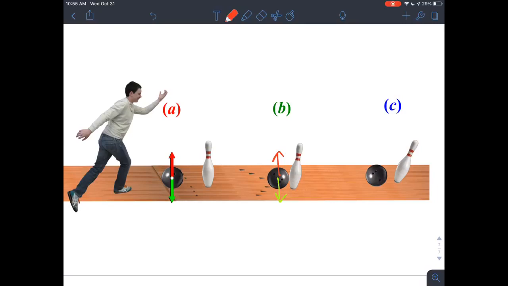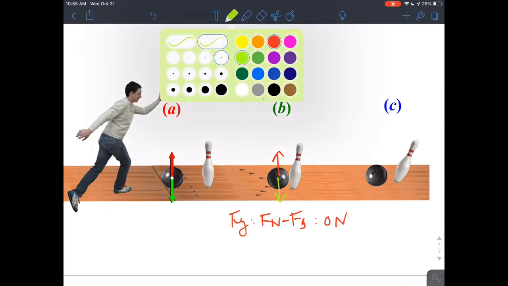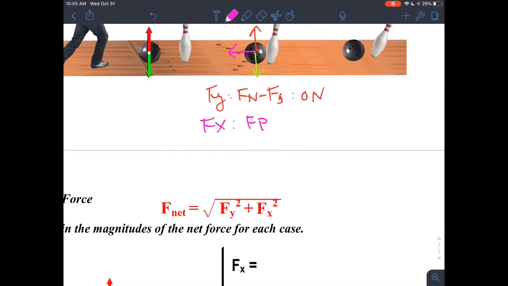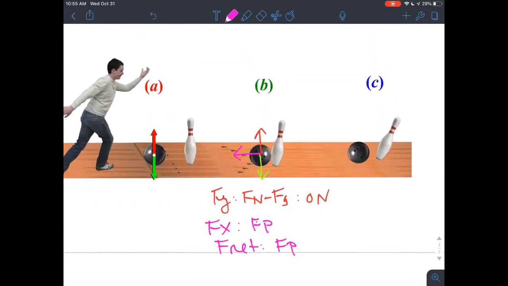And we know that for this one, our Fy is going to be Fn minus Fg, and that's going to be 0 newtons. But also, we have another force here, and this force on the ball is going to be the pin pushing back on the ball. So Fx is just going to be the pin, or Fp, the force of the pin, which is going to be non-zero. So there is going to be an F net, and in this case, the F net is just going to be the force of the pin. So the pin pushes on the ball, and it causes the ball to slow down just a little bit.